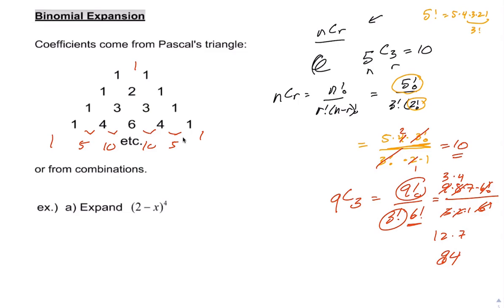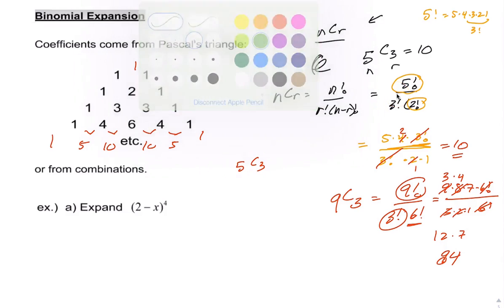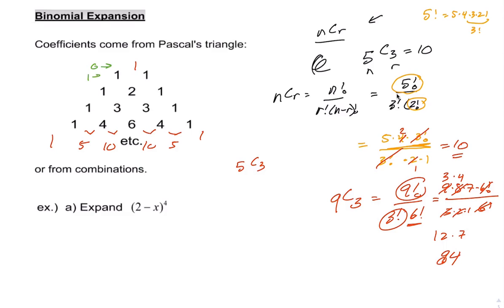How does this work? Well, let's say I wanted 5c3 again. Trick here is you start with row 0. This is row 1, row 2, row 3, row 4, row 5. And you start with 0 again. So this is 5c0, 5c1, 5c2, 5c3, 5c4, 5c5. So 5c3 would have just been 10, like we got like that.